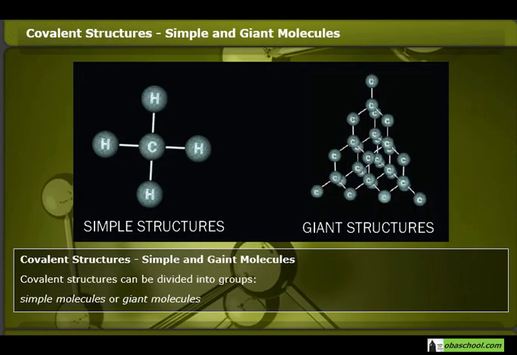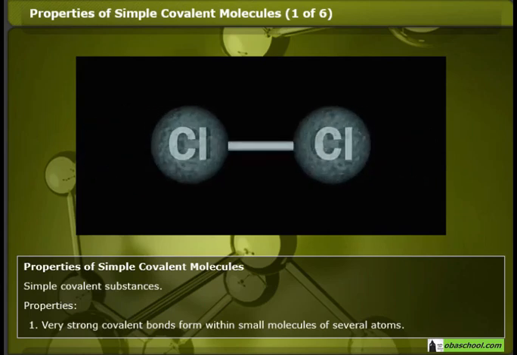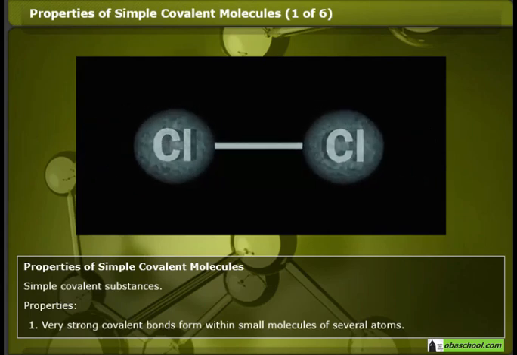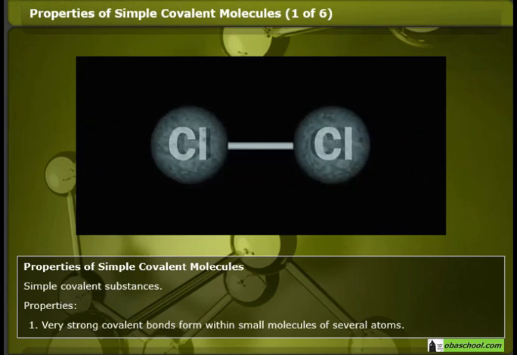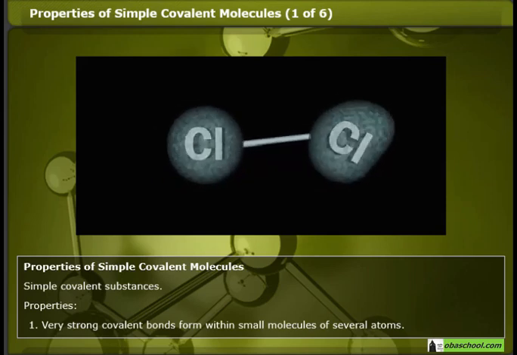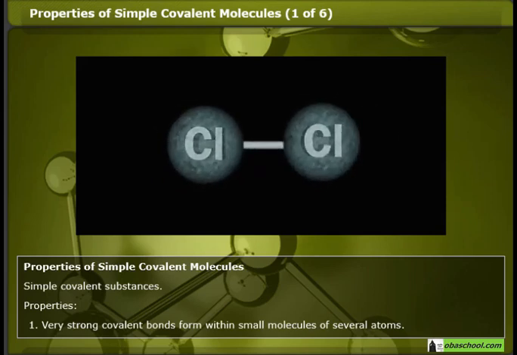Covalent structures can be divided into groups: simple molecules or giant molecules. Simple covalent substances. Properties. 1. Very strong covalent bonds formed within small molecules of several atoms.